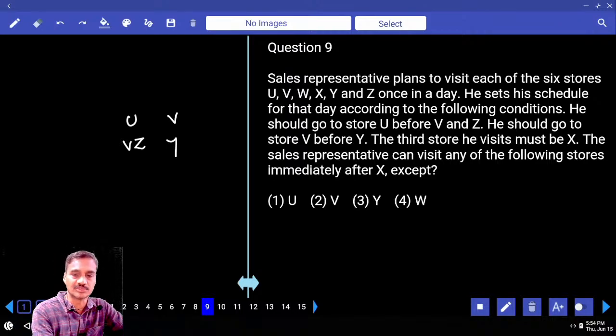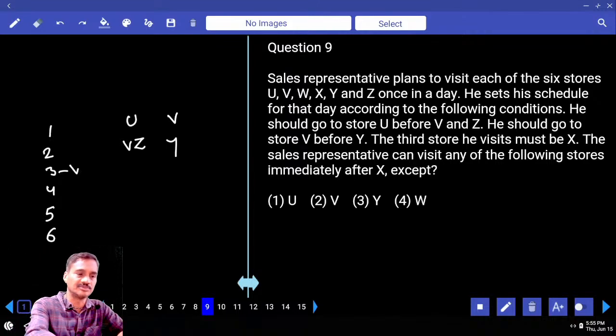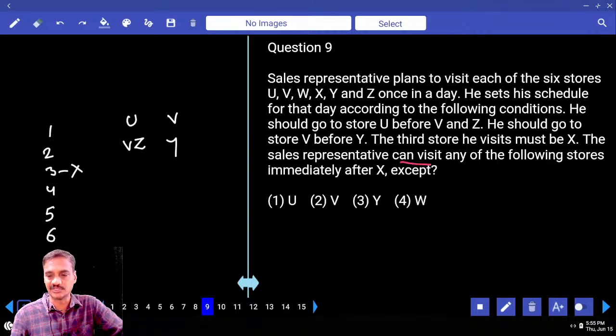What is the third store? Altogether there are 6 stores, 1 2 3 4 5, and out of which the third store must be X. Now X is the third store here, and the sales representative can visit any of the following stores immediately after X except one, all the remaining can be there, he said.